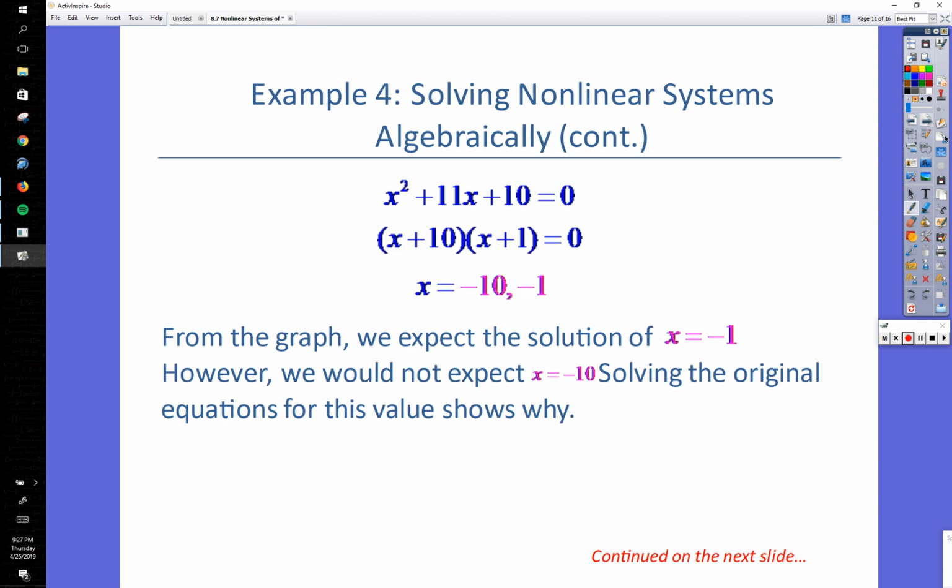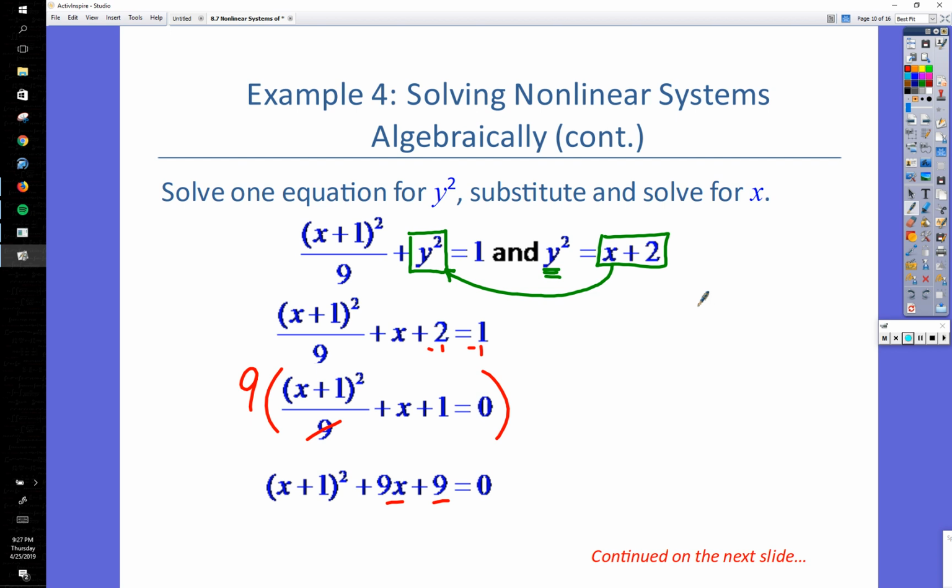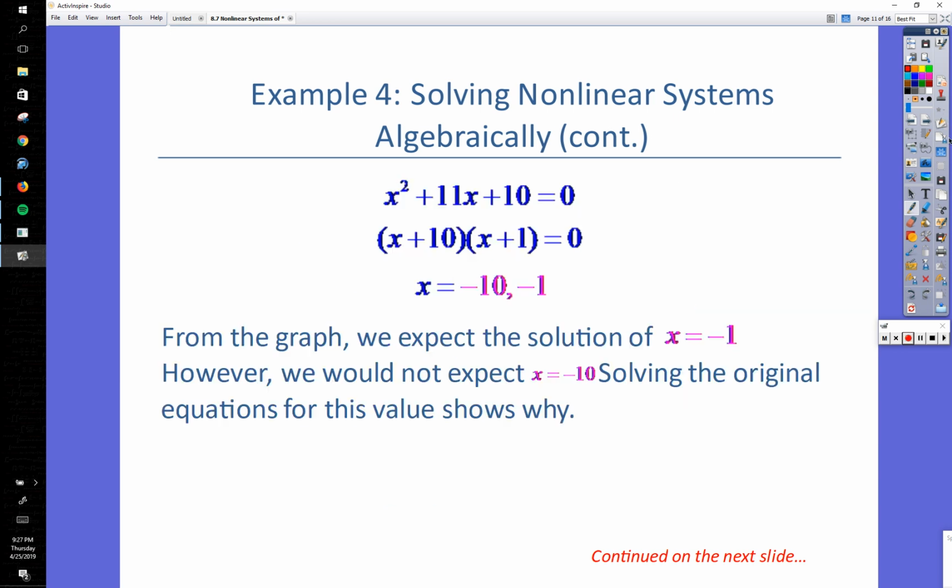And I'll do that on the next slide. So once I FOIL that, I'll go back so you guys can see it again. I end up getting x squared plus 2x plus 1 plus 9x plus 9. And so combining like terms, that's where I got the 11x, and then I end up getting 10. Okay, so let's go back to that page. So that's where I got the x squared plus 11x plus 10.